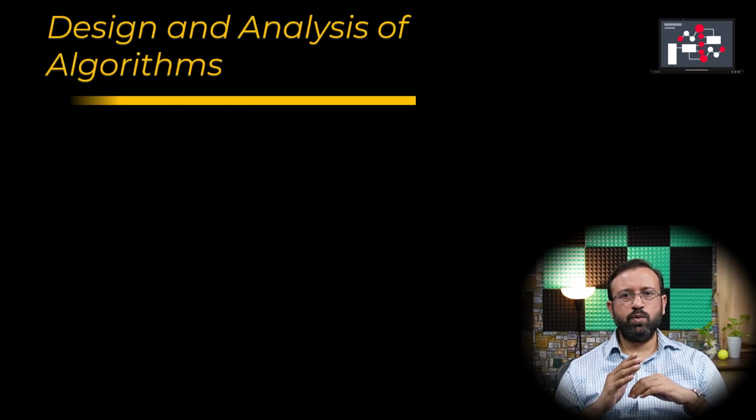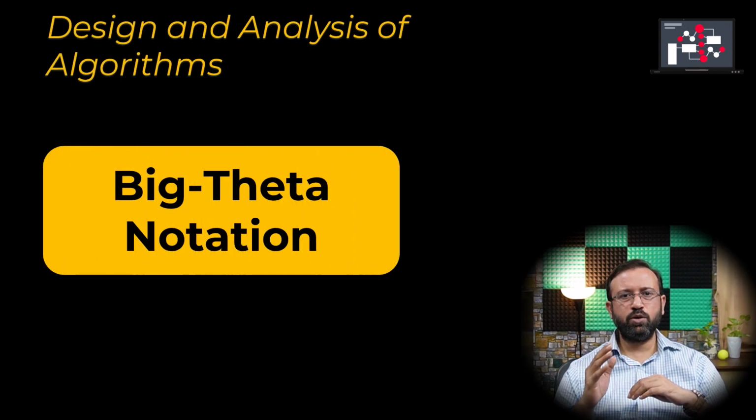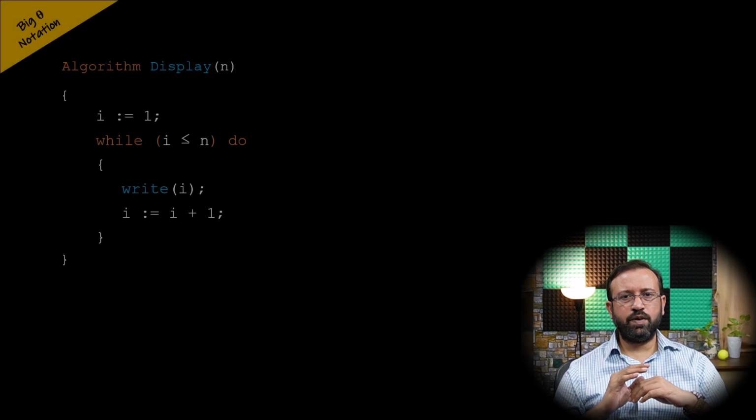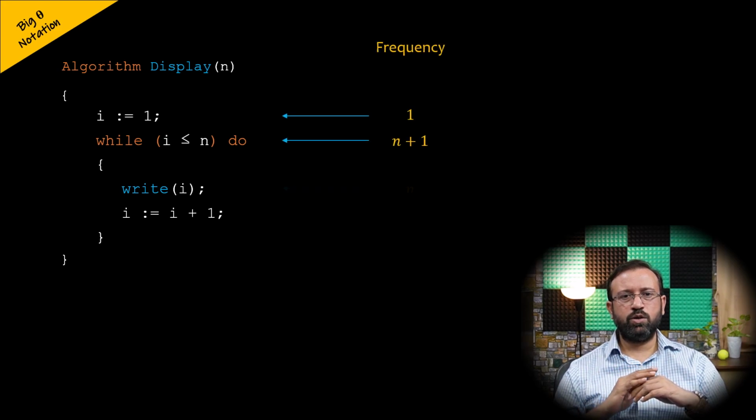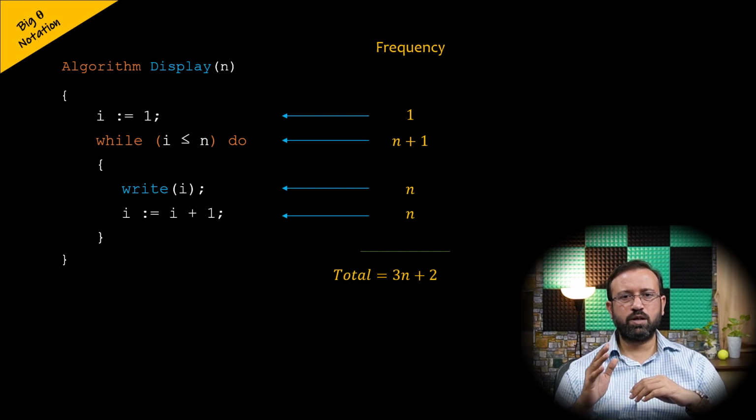In this video, we will look at the Big Theta notation. In analysis of algorithms, we focus on the number of times the operations are performed by an algorithm using the step count method. The step count considers the frequency or the total number of times each statement is executed, and by adding the frequency of each statement, the step count of the entire algorithm is computed.